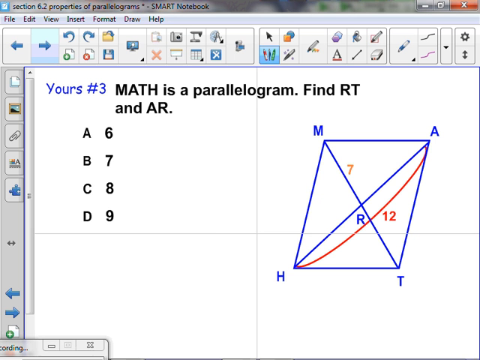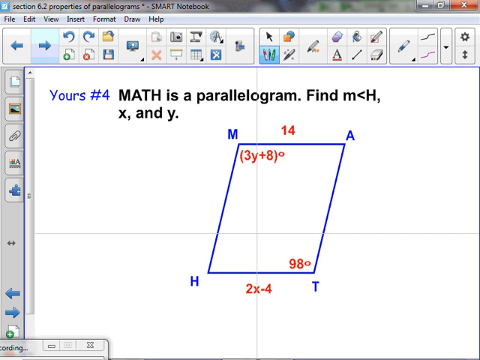Yours number 3, good luck. Yours number 4, good luck.